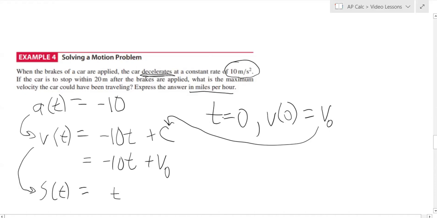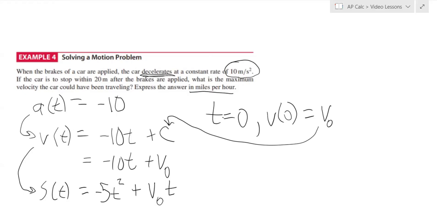So we add 1 to the exponent, multiply by the reciprocal, which would be times a half. So this would end up being negative 5t squared plus v naught times t, because v naught stands for a constant. So v naught times t would be the antiderivative in that case. And don't forget the plus c.